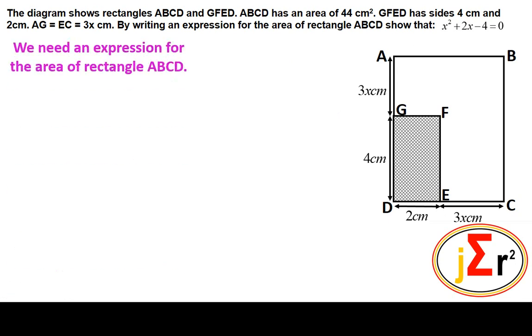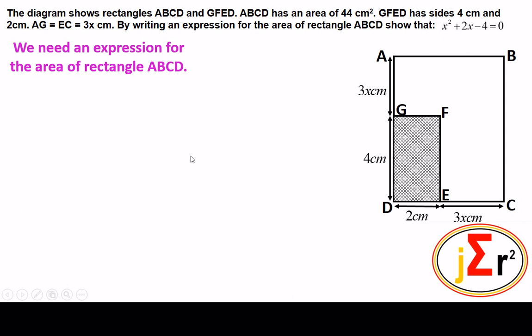What do we need to do? We need an expression for the area of rectangle ABCD, because by writing an expression for the area of rectangle ABCD, we need to show that x squared plus 2x minus 4 is equal to 0. Therefore, our focus is on the area of rectangle ABCD. Those vertices will define the rectangle ABCD.